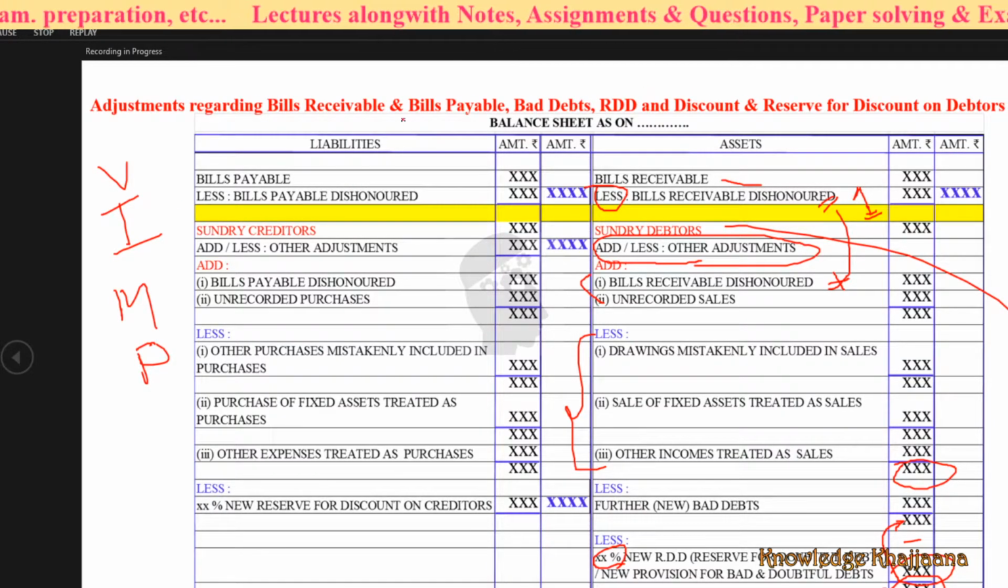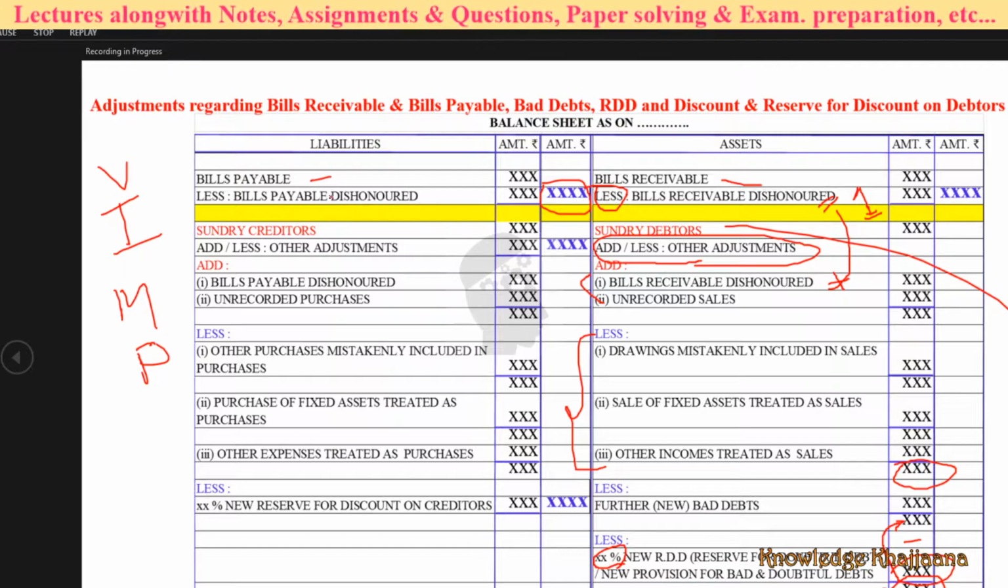See, then on the liability side, bills payable less bills payable dishonored, means we didn't pay that much amount of bill, so that much amount of bills will get dishonored, so we will get the final amount of bills payable. Okay, then bills payable dishonored means we had to pay to the creditors, we had accepted the bills but we didn't pay.